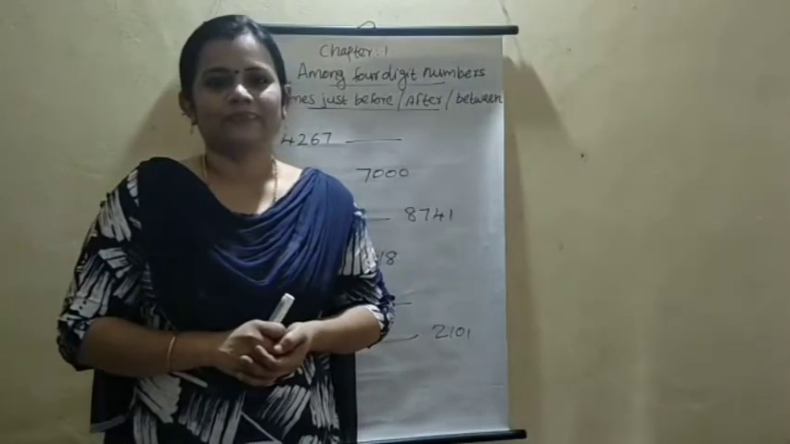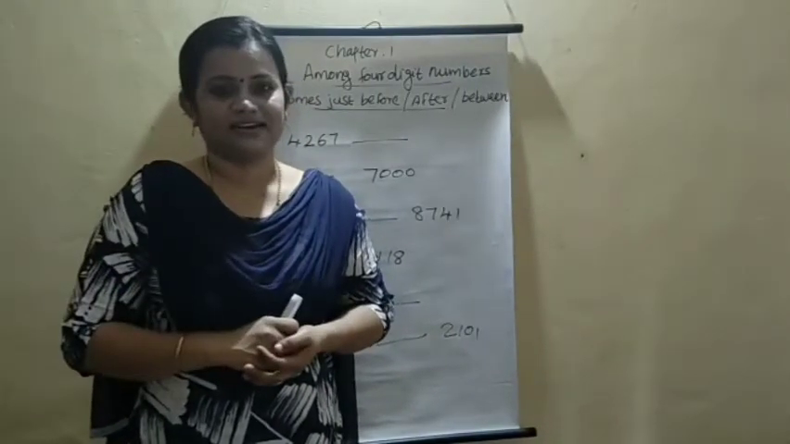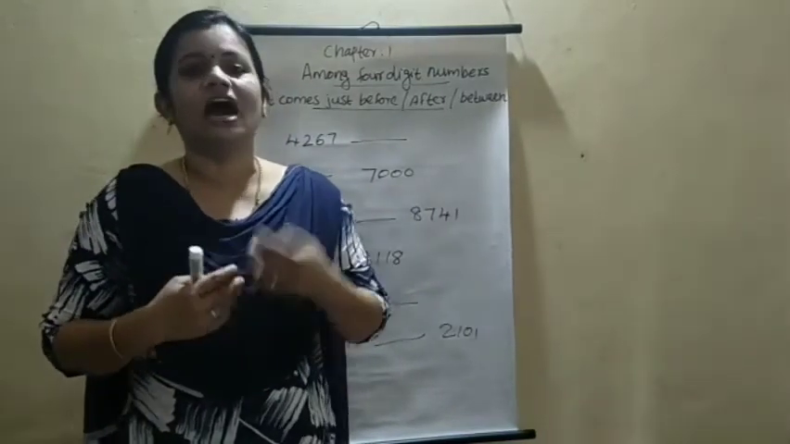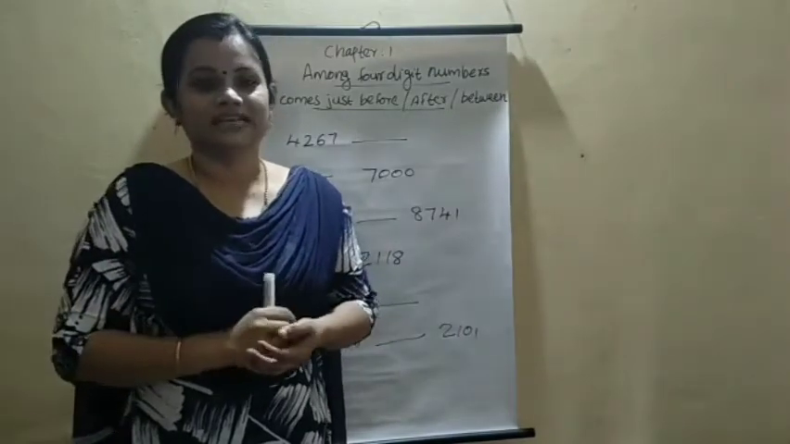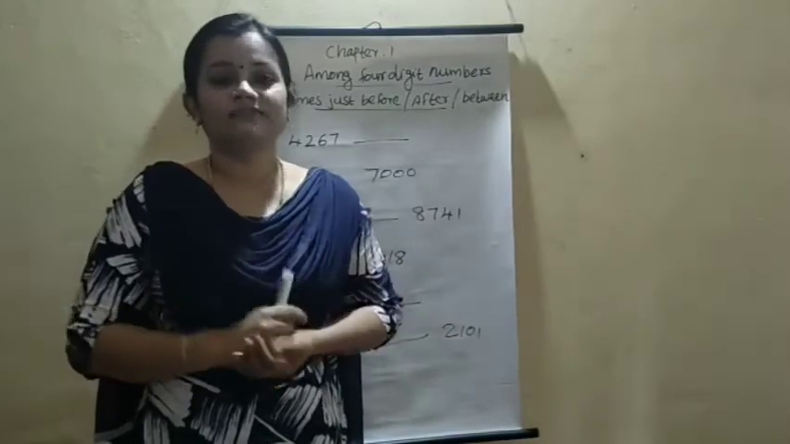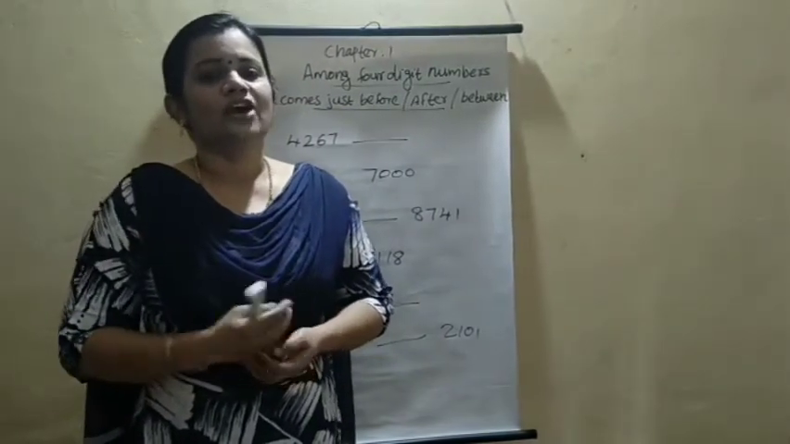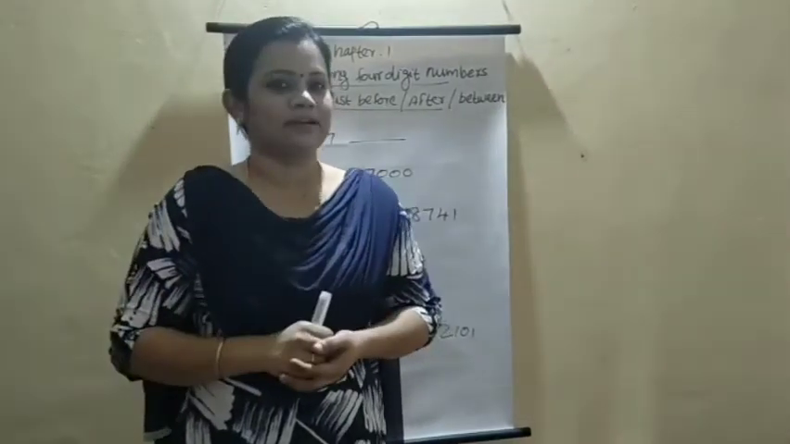Okay children, now we are going to start our first chapter, last section. Among the 4-digit numbers, we have studied how to make the 4-digit number name, then places, then how to write the ascending order and descending order, everything we have discussed. Now we are going to start the last section of the first chapter.